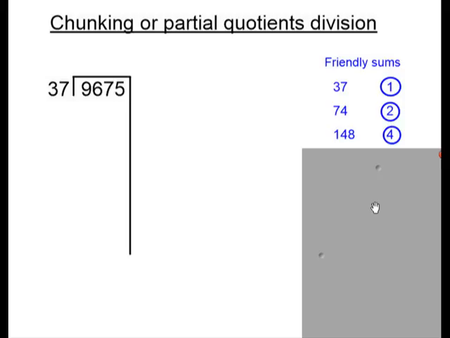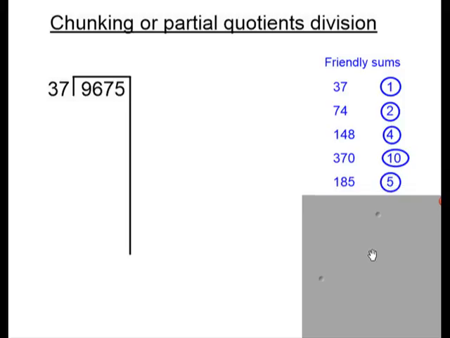Now we multiply by 10. 10 lots of 37 are 370. If we want 5 lots, we halve 10 lots. So half of 370: half of 300 is 150, half of 70 is 35, 150 plus 35 is 185. Now, when I look at my dividend, this time it's a lot larger than my highest product of 370. So I need to continue with my friendly multiplications.